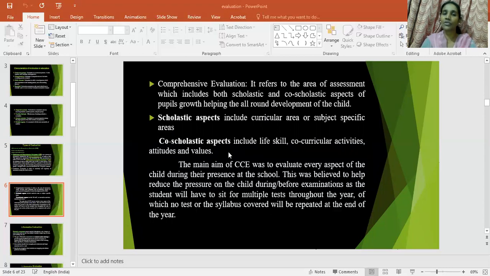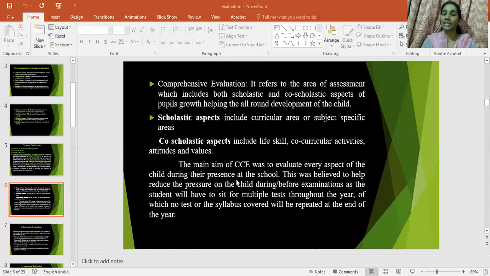Here this will include all the aspects of the learner, that is life skills, co-curricular activities and their attitudes and their values. That also we are going to evaluate. That is the comprehensive evaluation, the overall evaluation of the pupil. Now the main aim of CCE was just to evaluate every aspect of the child. That is the comprehensive evaluation.